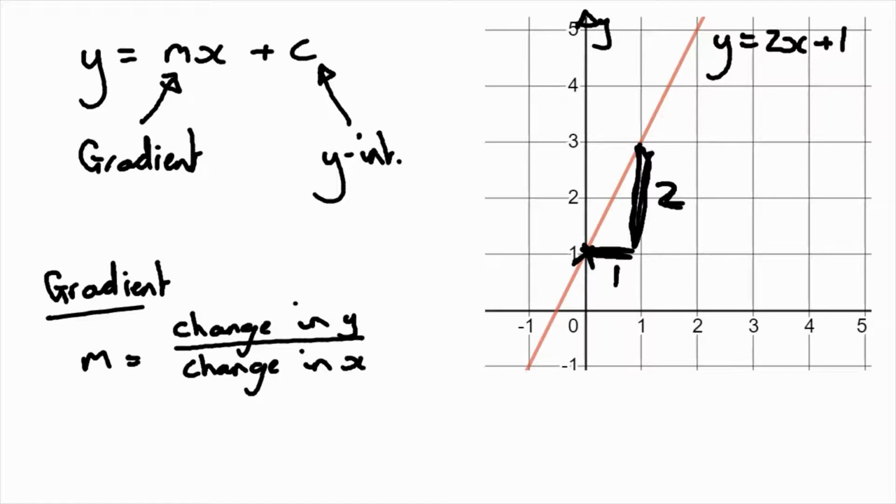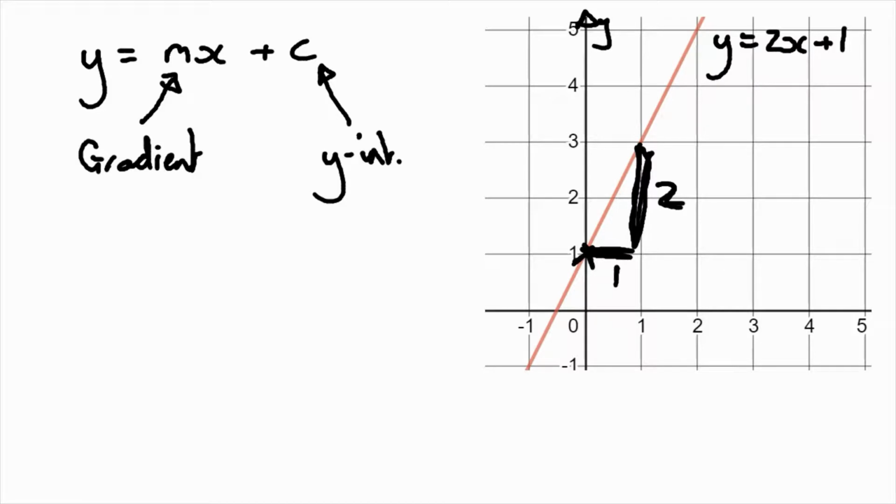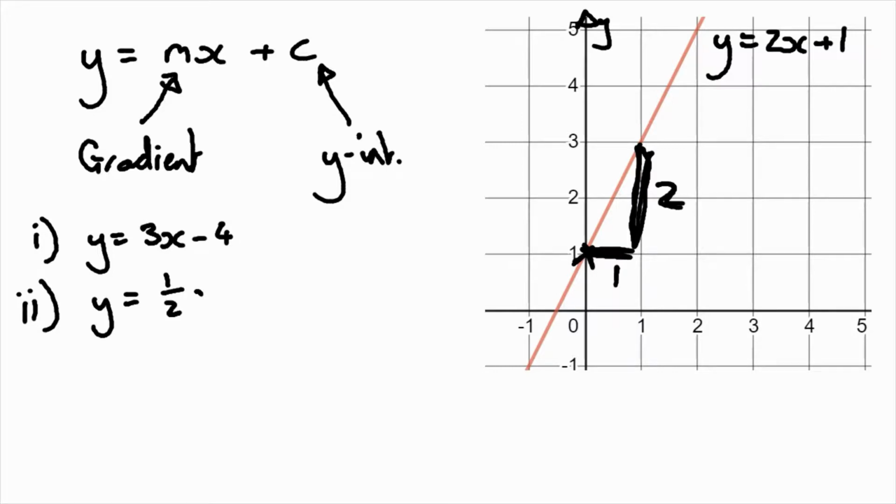Now, let's just have a look at a couple more examples and just state the gradients and y-intercepts. So equation 1, y equals 3x minus 4. The second one, y equals half x plus 3. And the last one we're going to do is 3y equals 6x plus 9.